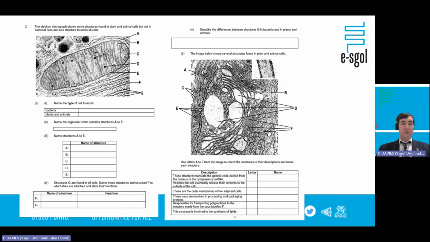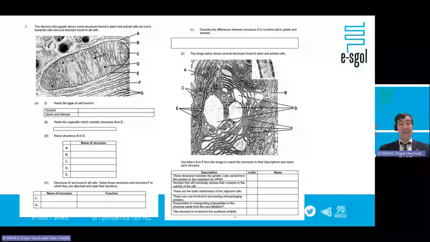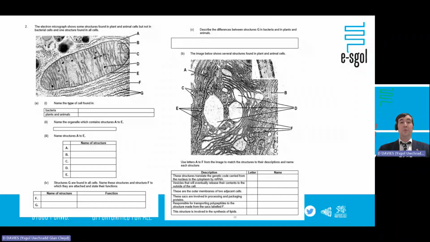Structures G are found in all cells. Name these structures and structure F to which they are attached and state their functions. So again, structure and function. What's E? What's F? What's G? What do they do?